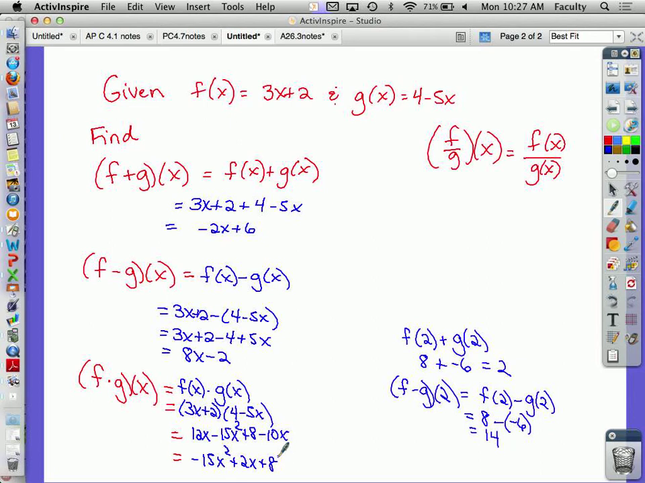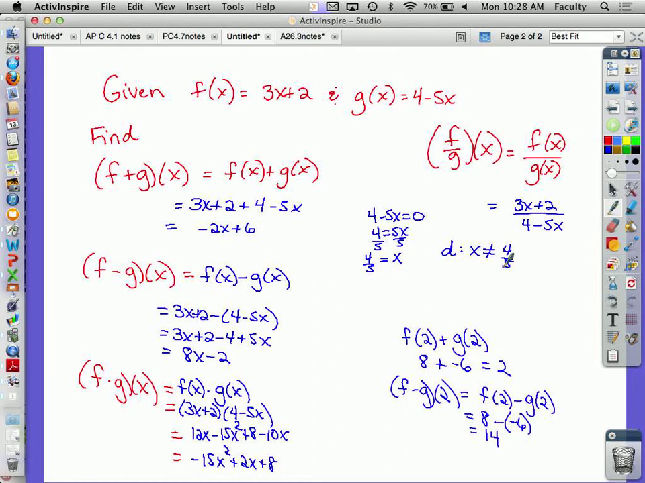Alright, then f divided by g of x is f of x over g of x, which is 3x plus 2 over 4 minus 5x. Now since we just talked about domain, what would be the one number for x we can't put in that denominator? You just set the denominator equal to 0 and figure it out, okay? So you add 5x, and if you divide by 5, x can't be 4/5, okay?